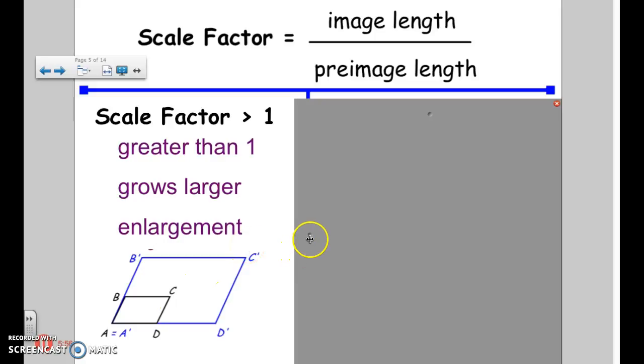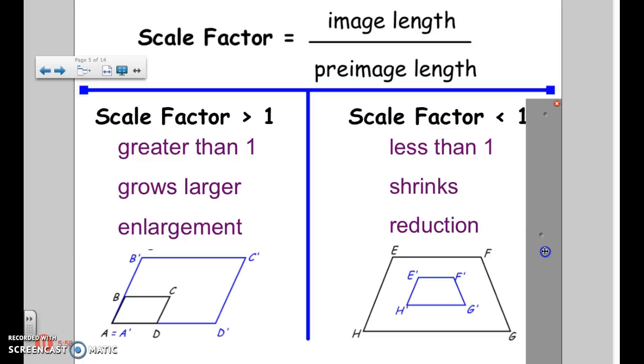But if I look at a scale factor that is less than 1, it's going to shrink. You could call that a reduction. It's going to reduce in size. All my original points, H, E, F, and G, are going to reduce. They're going to shrink away from the actual point of the original image, that pre-image.